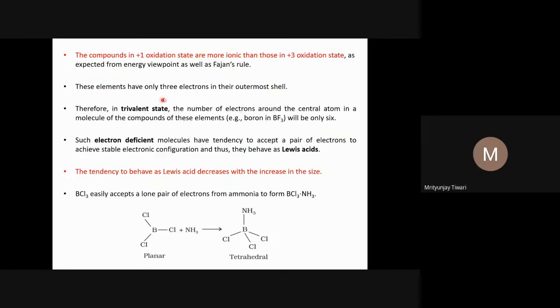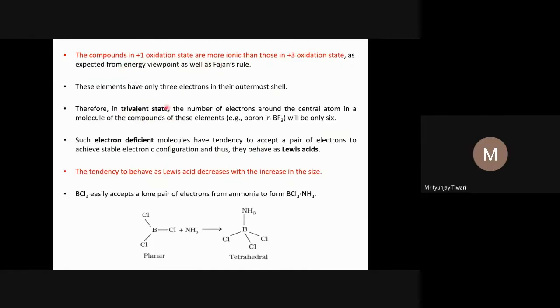These elements have only 3 electrons in their outermost shell, that is, ns2 np1. If all the 3 electrons take part in covalent bonding, we call it the trivalent state. If all the 3 electrons are shared with different elements, we get a covalent compound. In the plus 3 oxidation state, the formation of a covalent compound is more feasible, as we know because of Fajans' rule and also from the energetic viewpoint.